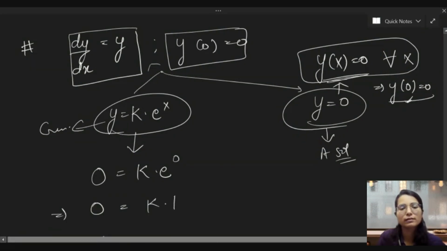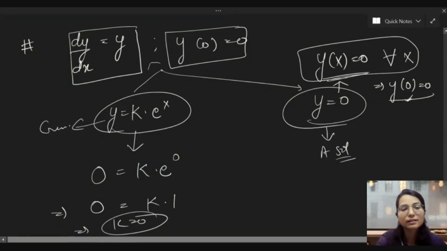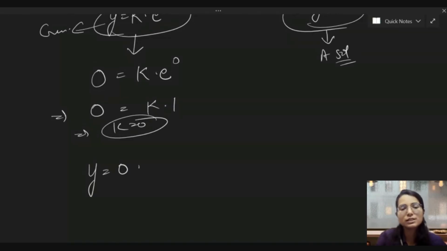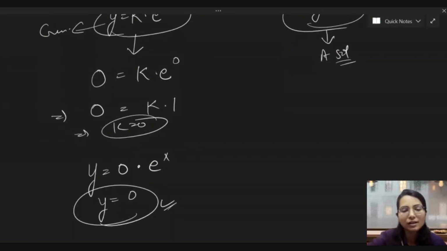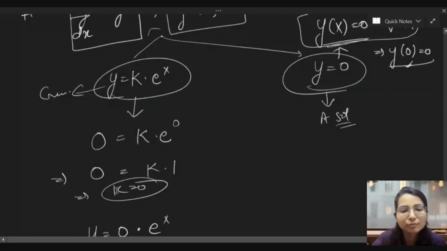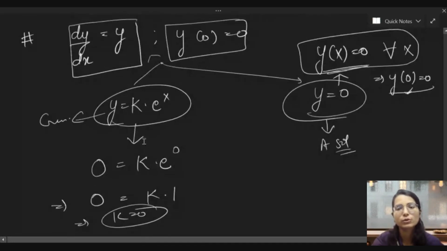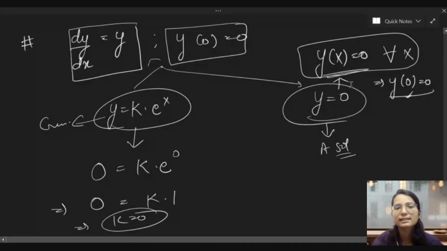K into 1. So what will I get? K is equal to 0. So this means that y is equal to 0 into e to the x is the new solution for me after putting the condition. So this kind of lengthy work also gives me y is equal to 0 as the solution for this equation. And this way I guessed it like this.